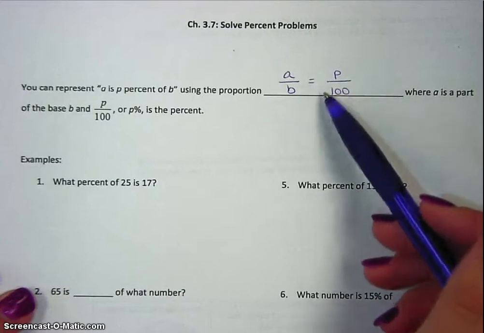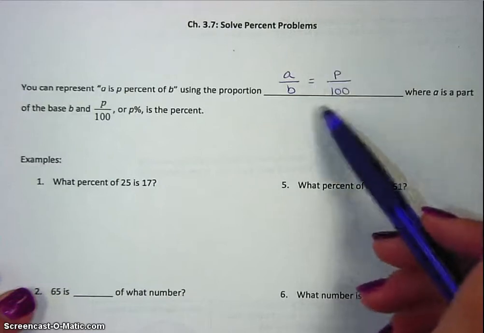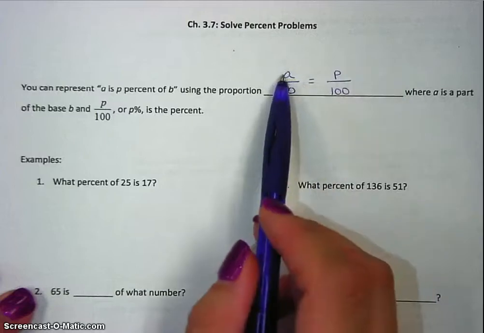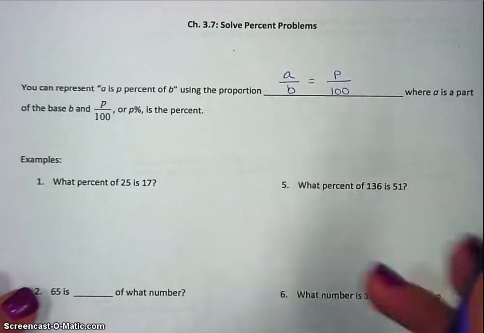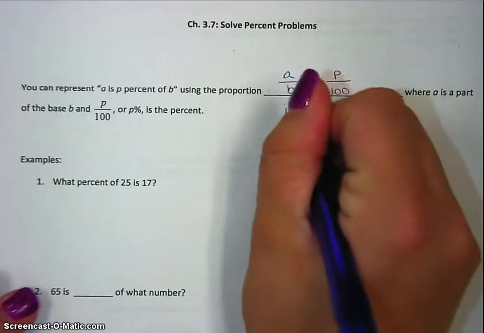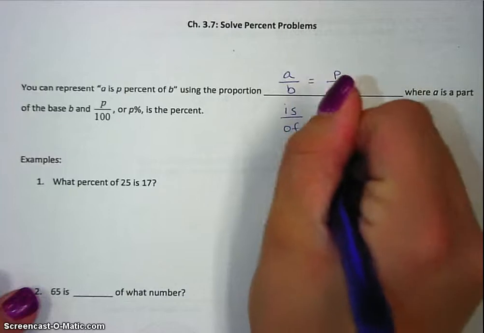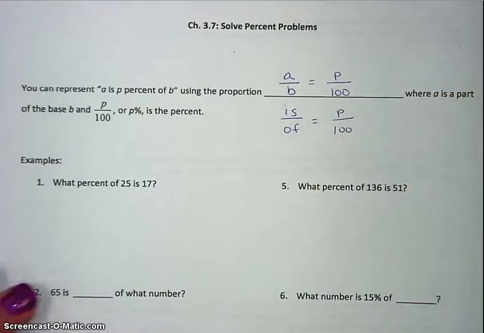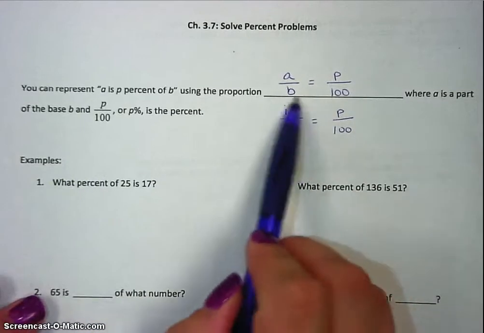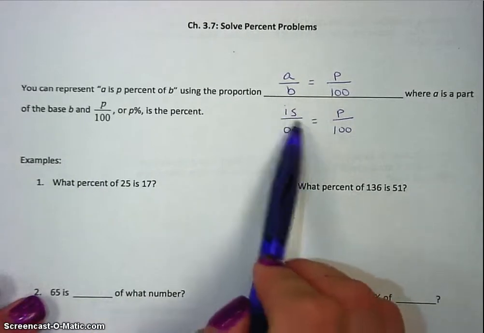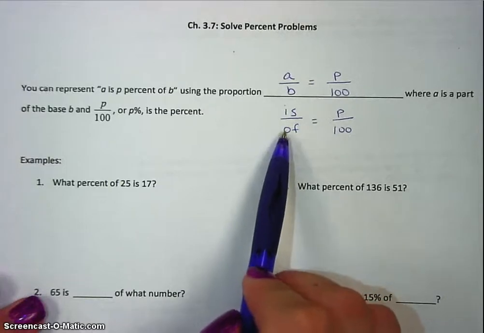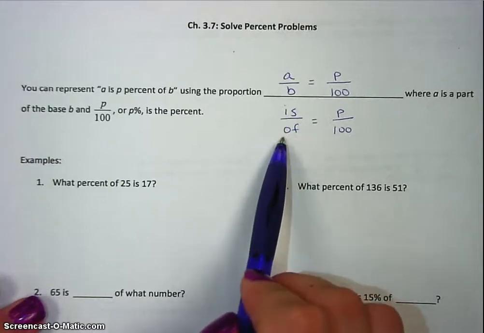So if it was 7%, you could do it 7 over 100. 50%, 50 over 100. A is always the part, B is always the whole. An easier way to remember this is is over of equals P over 100. They use is and of a lot in these problems, so anytime you see is, that's the part, of, that's the whole, so is over of. If you need help remembering it, it's alphabetical, I and then O.